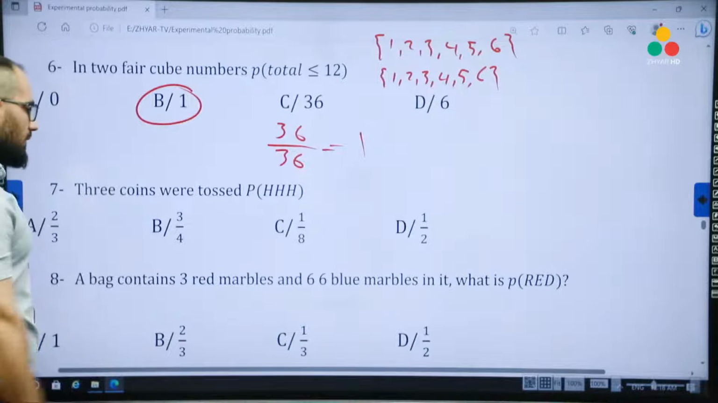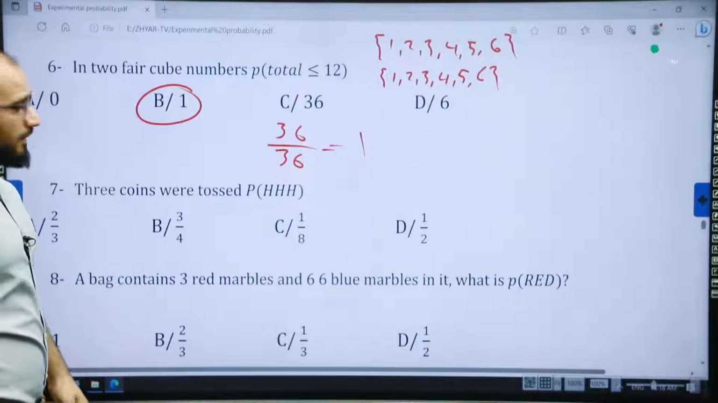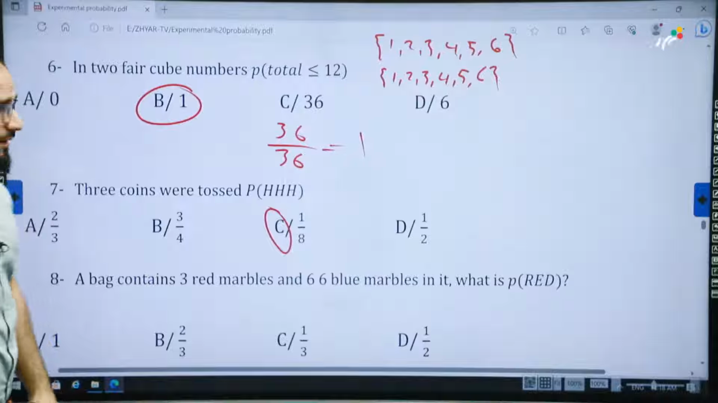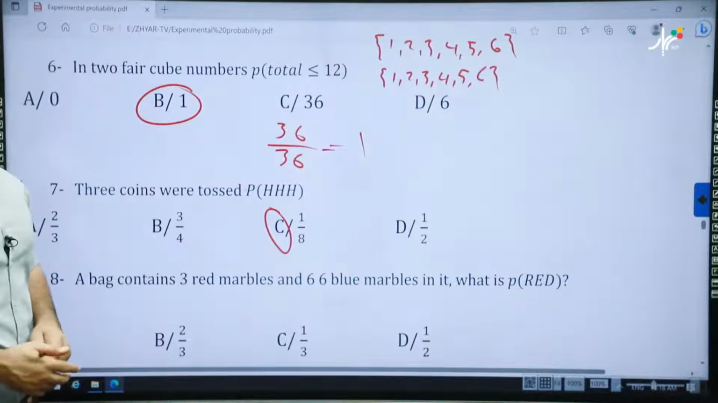Again, it says 3 coins were tossed. What is the P of HHH? It's quite clear that it is 1 over 8 because we have only one result that consists of HHH.